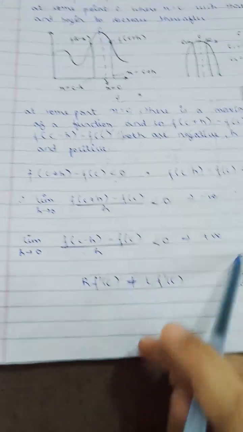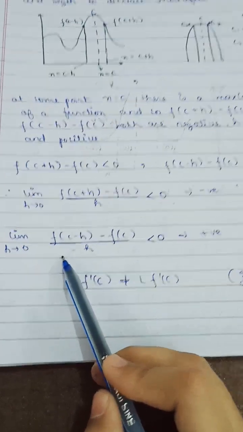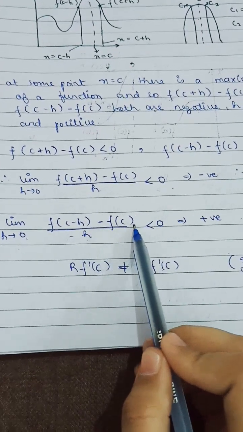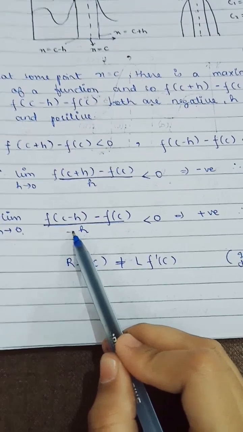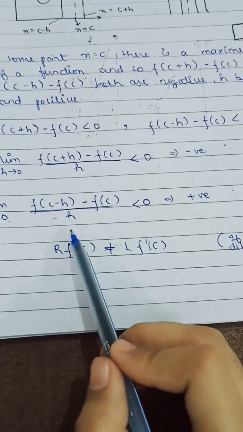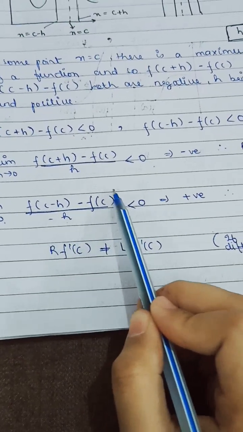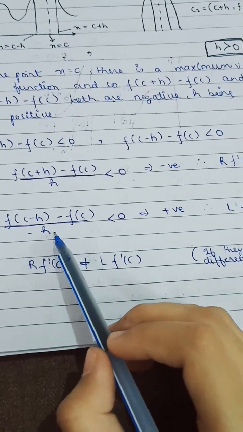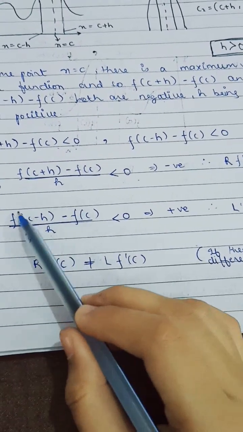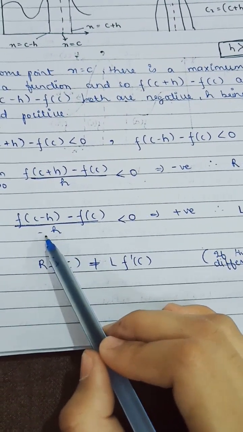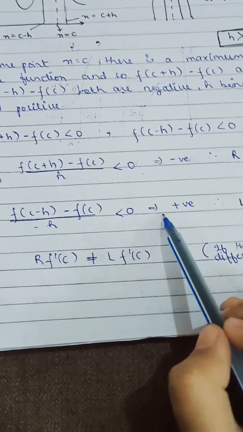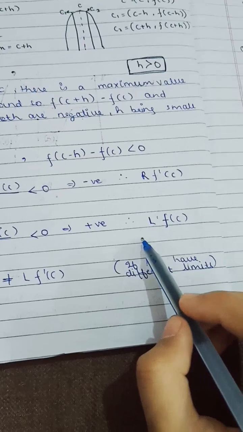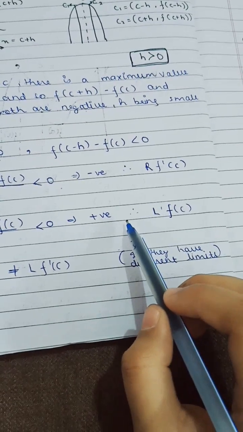Now we will find the left hand derivative. For the left hand derivative, we take limit h tends to 0 of f(c-h) minus f(c) upon minus h, as we are taking the negative limit. Here we can see this value was negative, and so the negative sign of this value cancels out the negative sign of minus h, giving us a positive value. So the left hand limit of the function is positive.